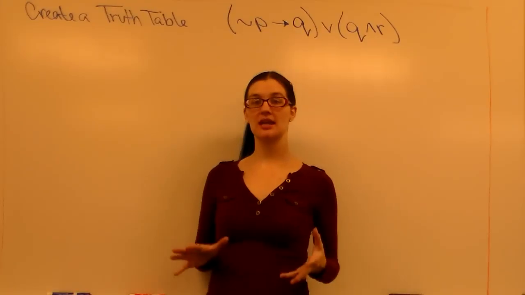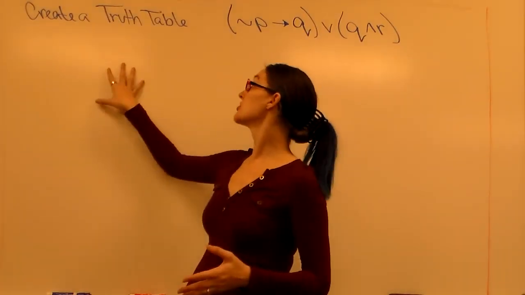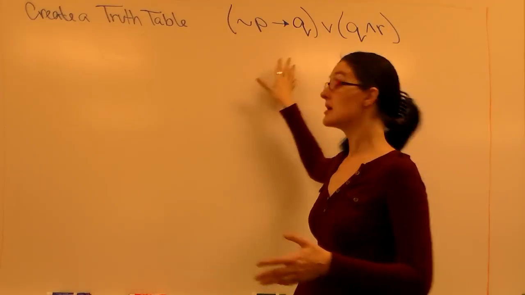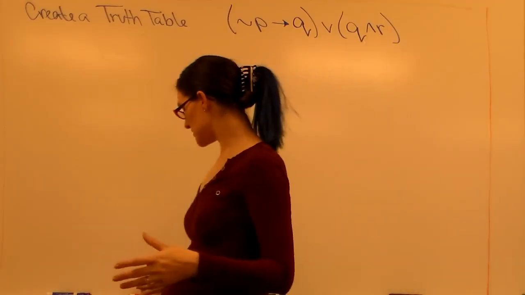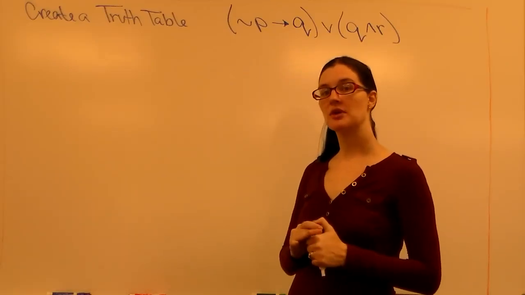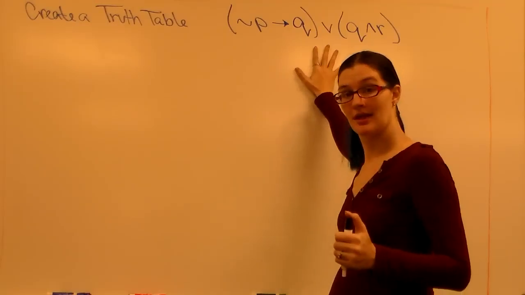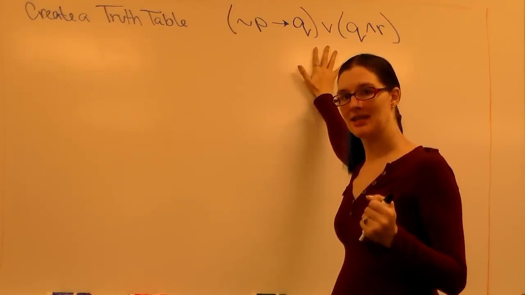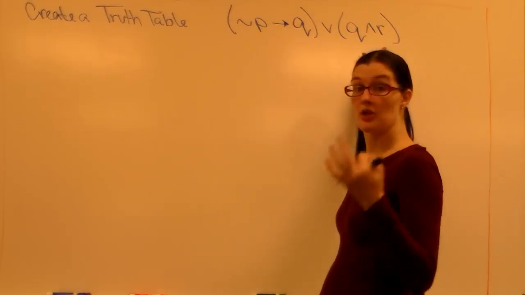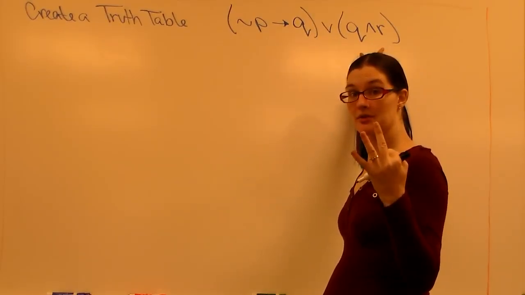Right, so now we're going to create a truth table. To create a truth table, I will give you some sort of a statement, something that you can use to format your truth table. The first thing you want to do is look at this statement and ask how many variables are in it. So I've got P, Q, and R. So I've got 3 separate variables.